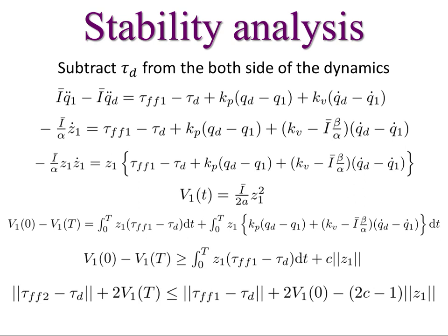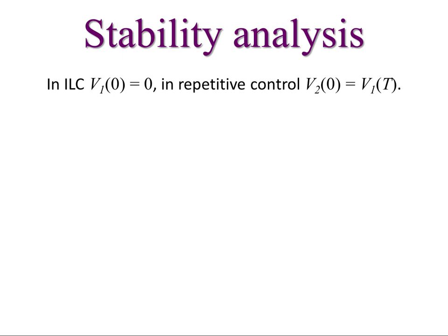However, we need to consider the function v1. So, let's remember the initial state settings in iterative learning and repetitive control. In the iterative learning control, v1 is 0 at the beginning of each control trial, because we return the joint angle and angular velocity to the same initial ones.